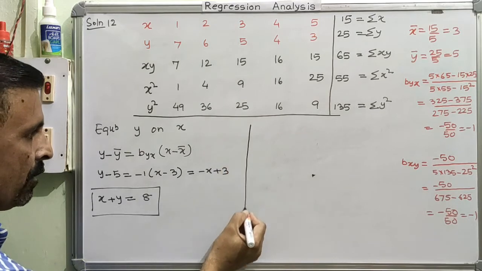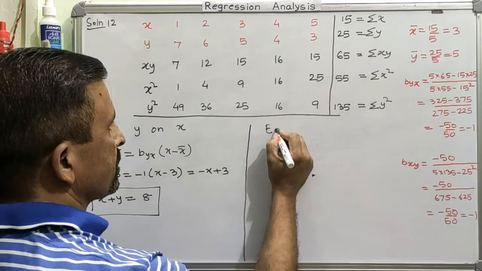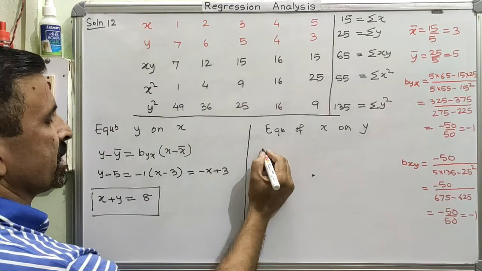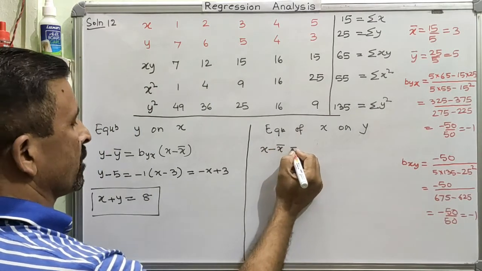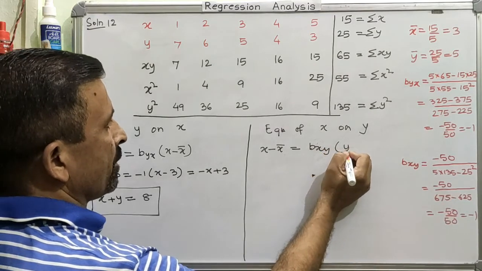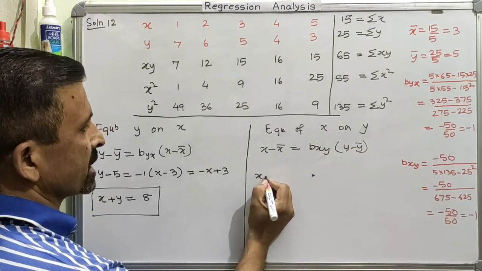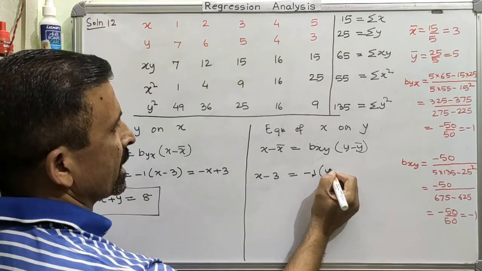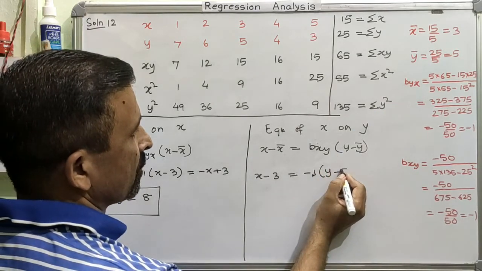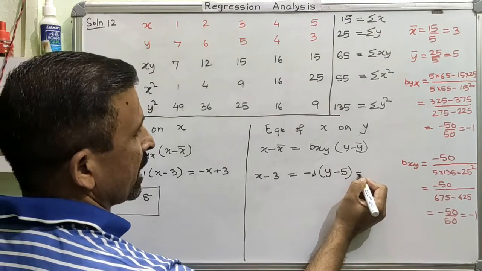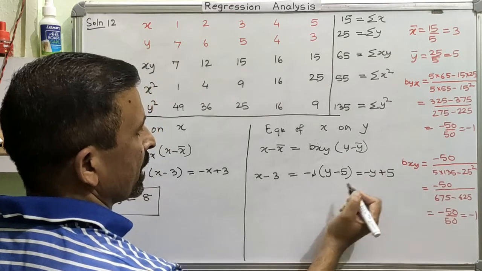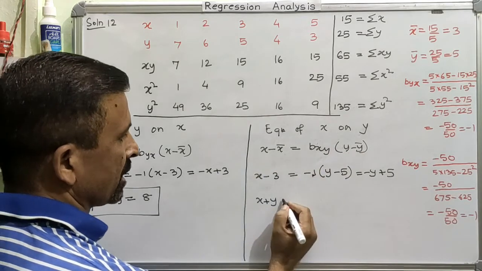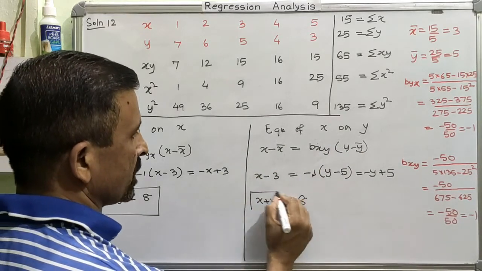Am I understood? Now I am going to calculate the equation of x on y. So that formula will change. Here it will become x minus x mean is equal to bxy into y minus y mean. Now x minus x mean, calculated 3, is equal to bxy, again minus 1, into y minus y mean, and y mean is what? 5. Now simplify. This will come minus y and this will come plus 5. Now again rearrangement. So x plus y will become positive because it comes to the left side, minus 3 will go to the other side. So it will become equal to 5 plus 3 is equal to 8. So this is your equation.